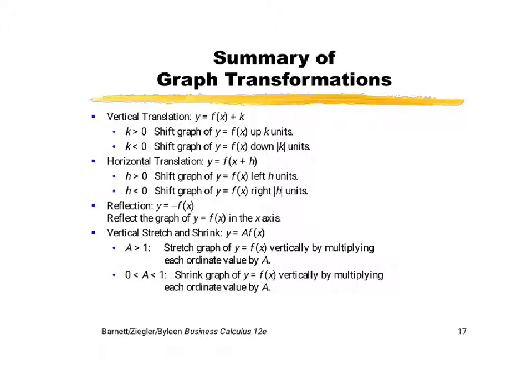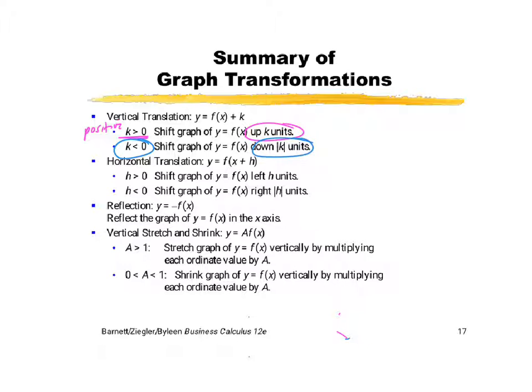Notice here for the first one, we have a vertical translation. Remember, this is going to be y equals f of x plus k. If k is positive or greater than 0, the graph will shift up k units. So here, if k is positive, it'll shift up. Okay. If k is negative or less than 0, the graph will shift down k units.